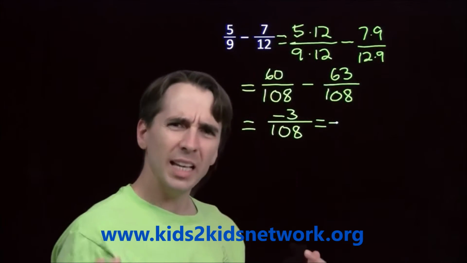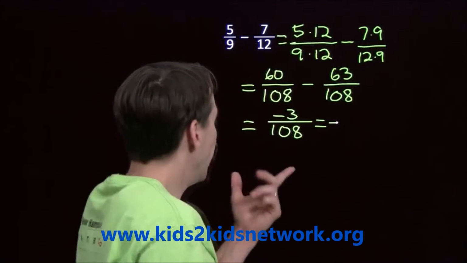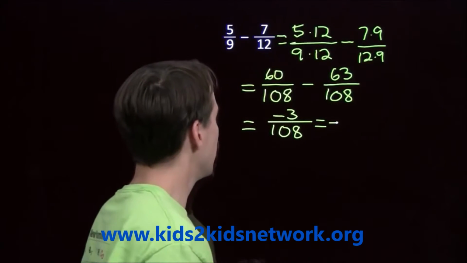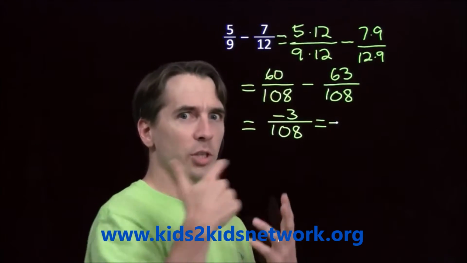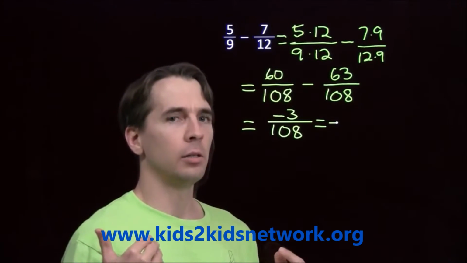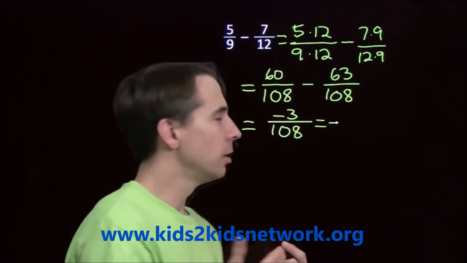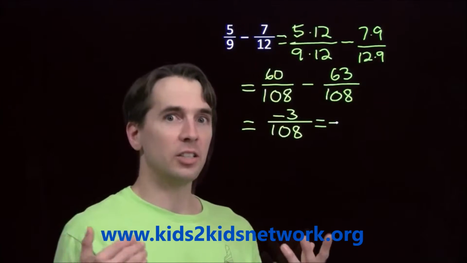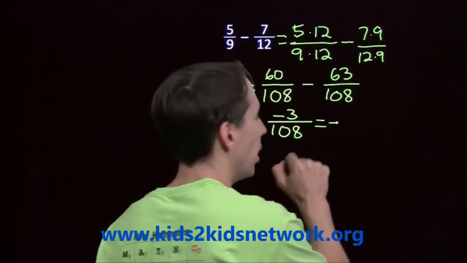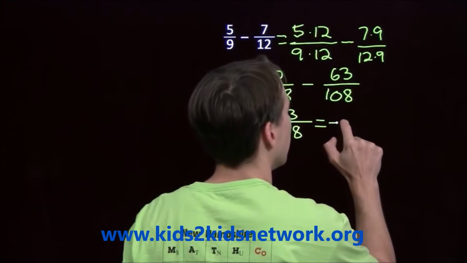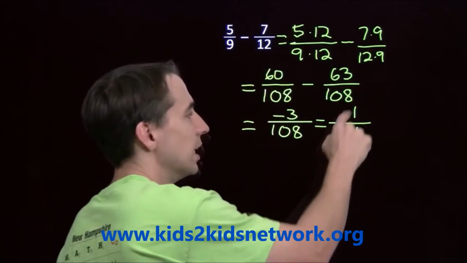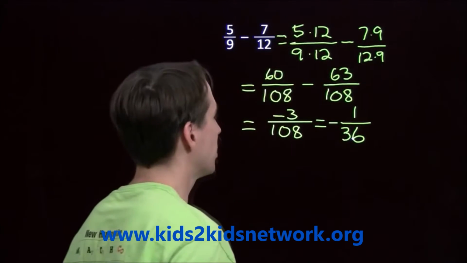And, hey, 108 is divisible by 3. I know that because the sum of the digits of 108 is 9, and that's divisible by 3. So I know that 108 is divisible by 3. Now I know that 3 times 30 is 90. 108 is 18 more than 90. 18 is 3 times 6. So I know that 3 times 30 is 90, 3 times 6 is 18, so 3 times 36 is 108. So I can just cancel out those 3's, and I'll get negative 1 over 36.